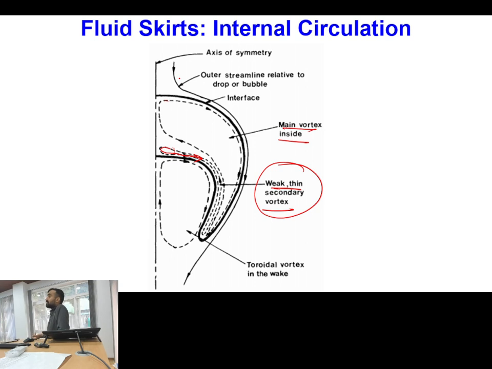Because if tangential stresses theoretically are not balanced, then the shape will not remain the same. Okay, so that's why this is theoretically hypothesized. It is not experimentally observed. And also very little work is done to experimentally characterize these vortices. So very few studies are there.